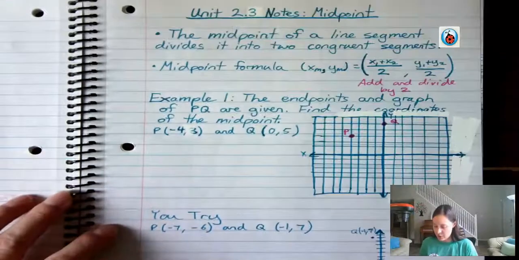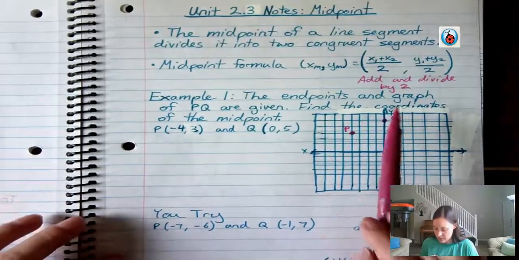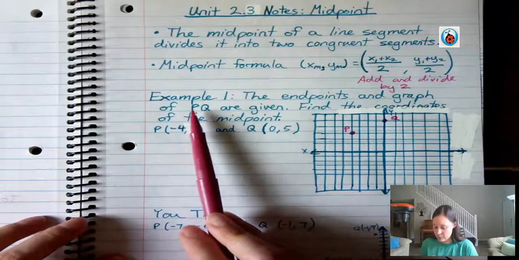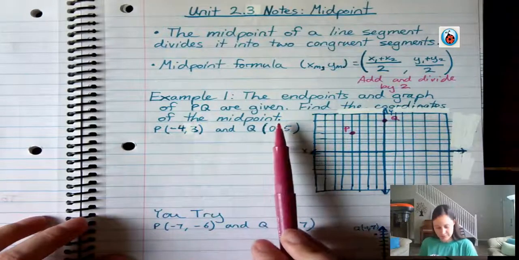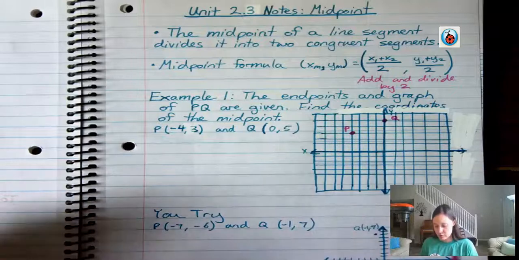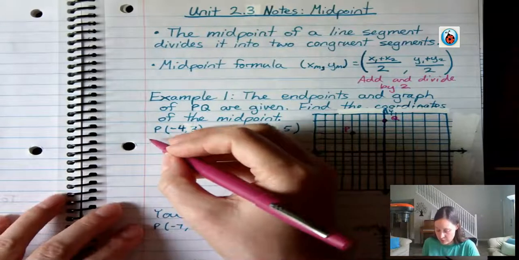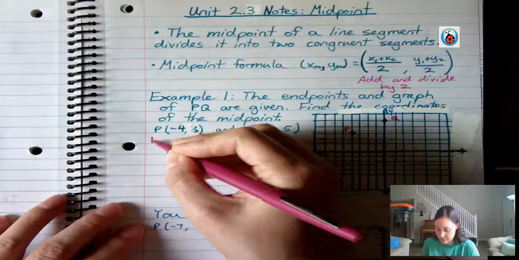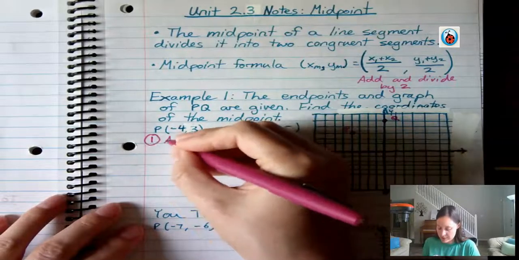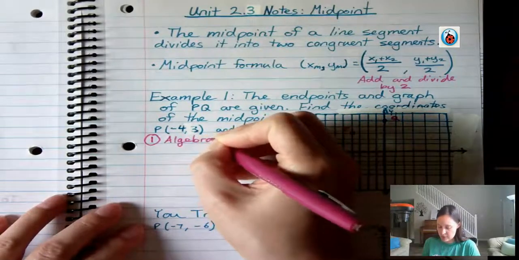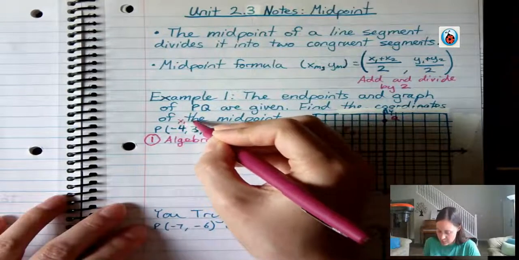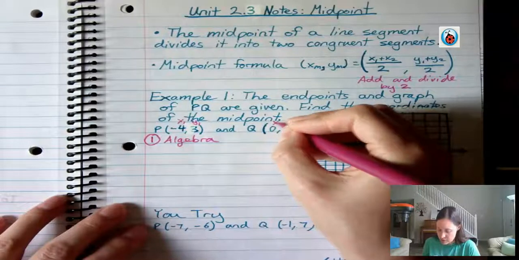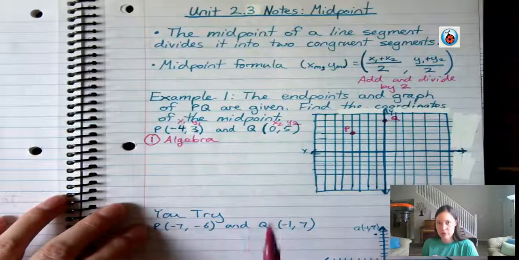So, for example, the endpoints and a graph of PQ are given. Find the coordinates of the midpoint. And so we can do this two ways. We can do it with algebra. If you like algebra, all you do is you label these x1, y1, x2, y2. So we just have our 2 points.